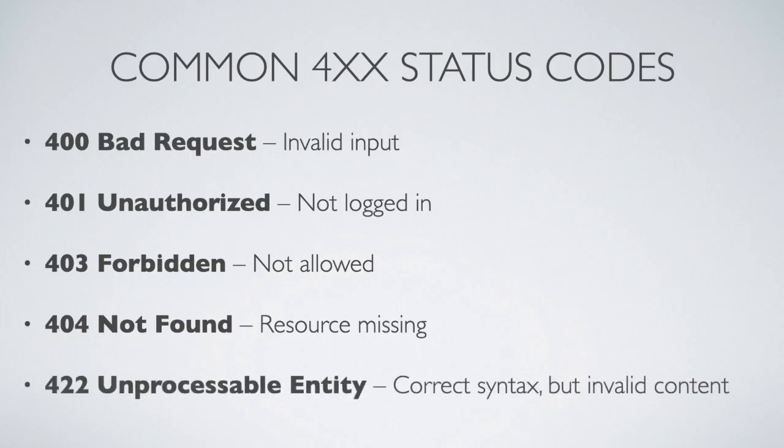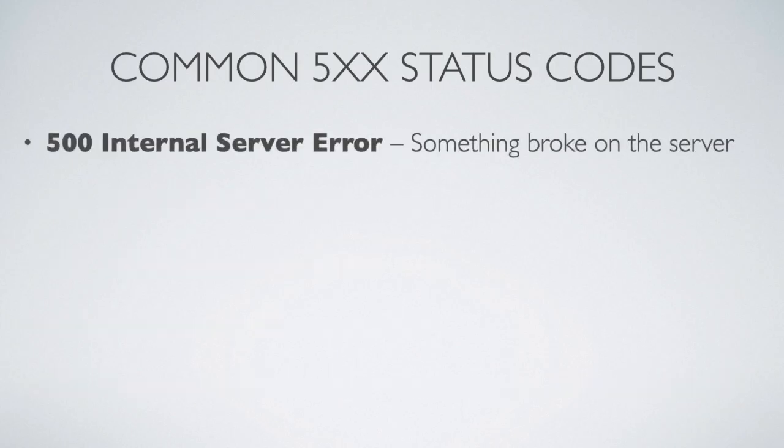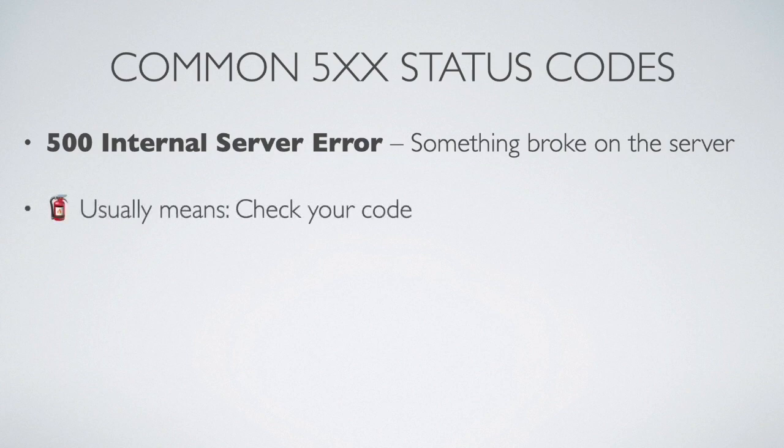422 or Unprocessable Entity, meaning the request was well formed, syntactically correct, but the server couldn't process it because of a semantic error. So the structure of the request is correct, for example, valid JSON or correct HTTP method, but the data inside is invalid or fails validation rules. 500 or Internal Server Error, meaning something went wrong on the server, usually a bug or exception in your code.